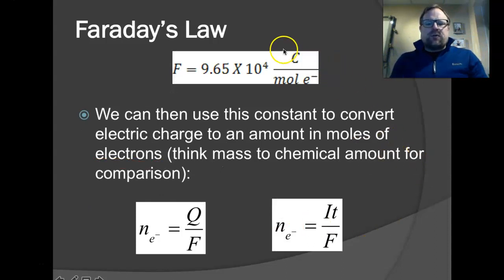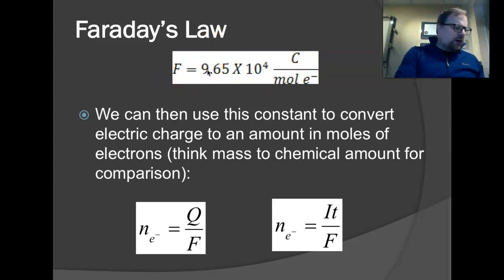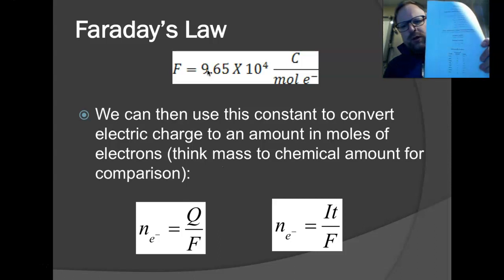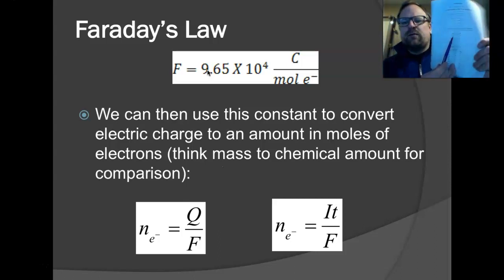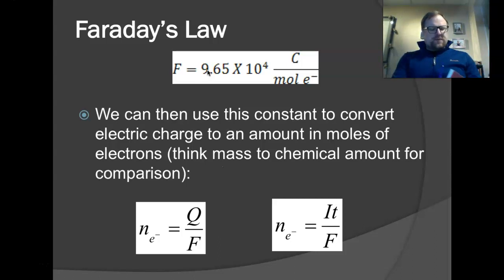So just a refresher here, this is Faraday's constant, 9.65 times 10 to the 4 coulombs per mole of electrons. And if you're worried about memorizing that, please don't. It is found here in your data booklet on page number 3. Faraday's constant, 9.65 times 10 to the 4 coulombs per mole of electrons. So that's there when we need it.